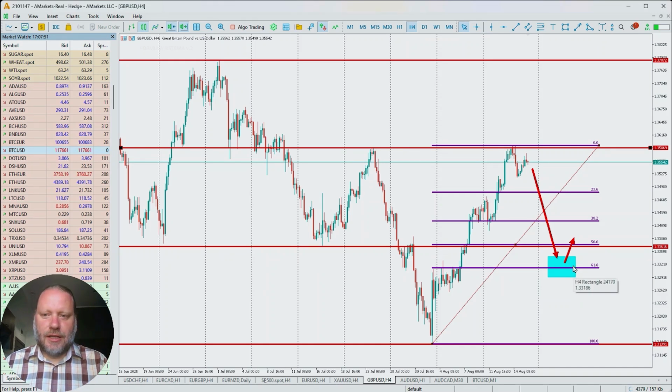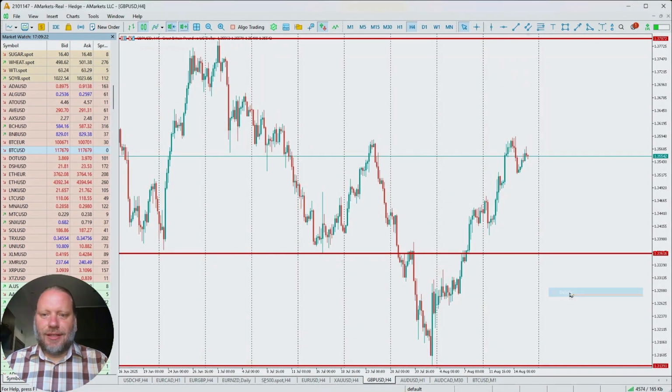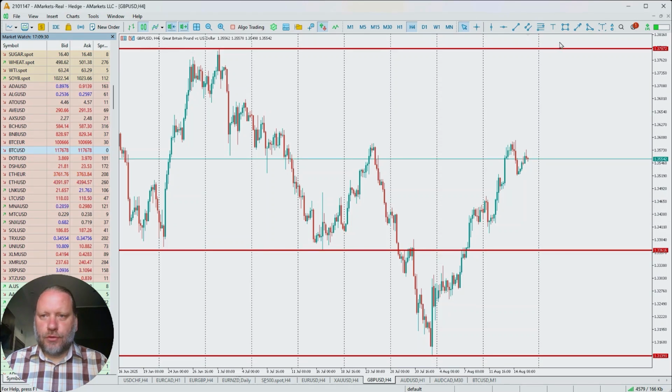I often place orders that trigger at night, wake up in the morning, and there's already profit in the account. Besides the Fibonacci grid, let's not forget about classic support and resistance lines from which the British pound can also bounce. Let's see what we have here.